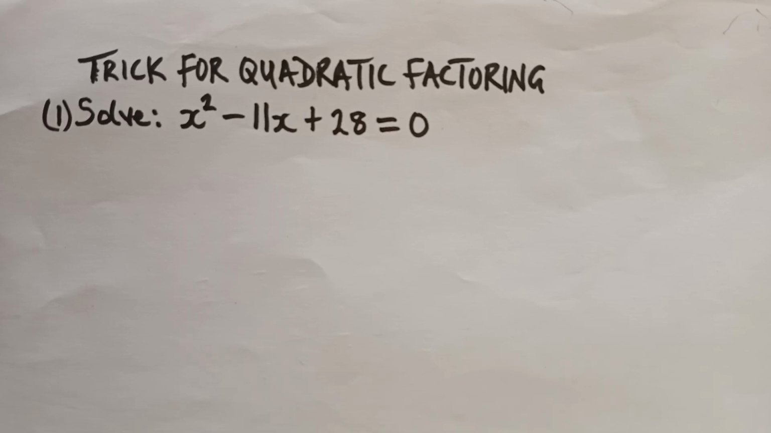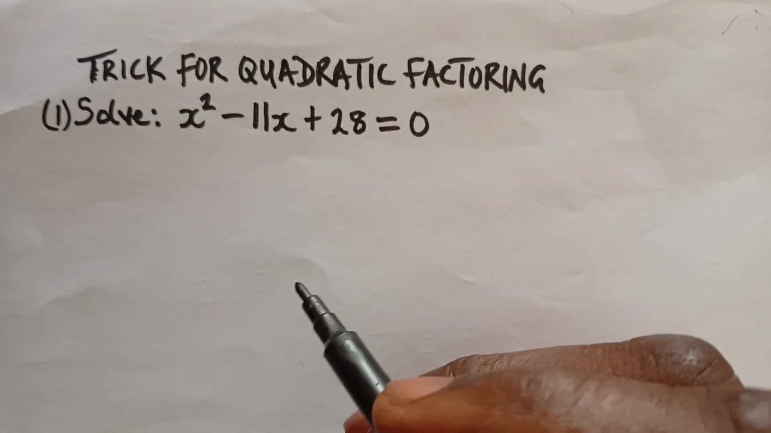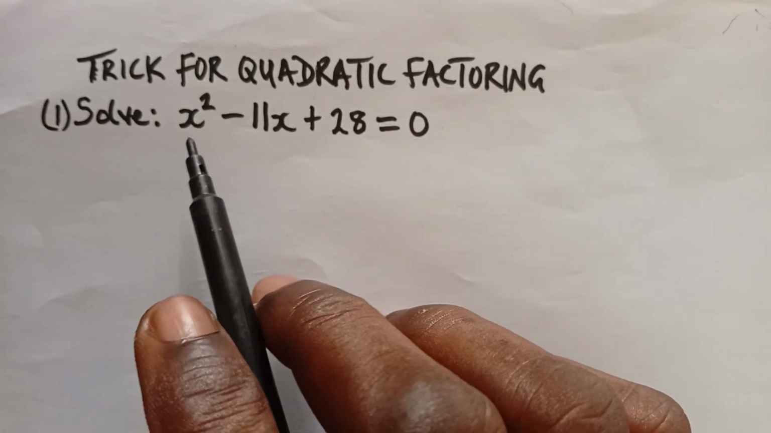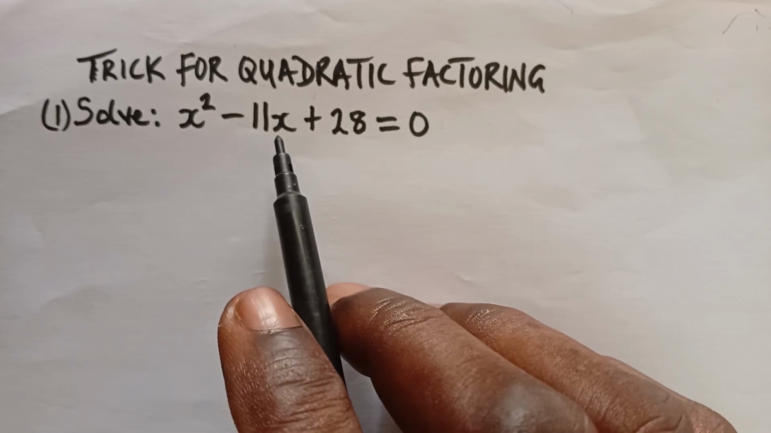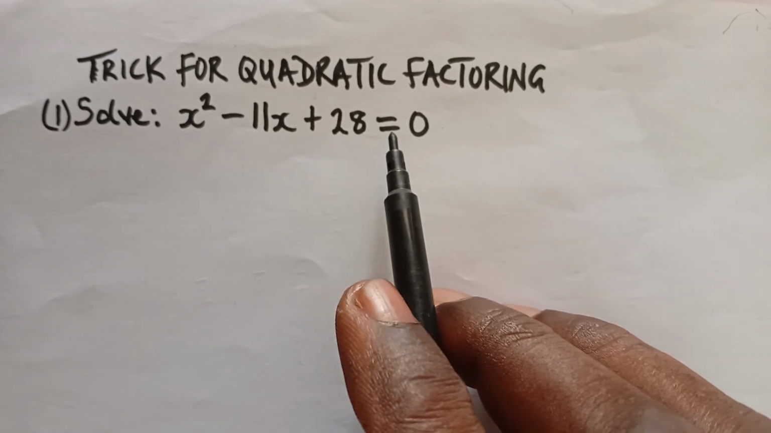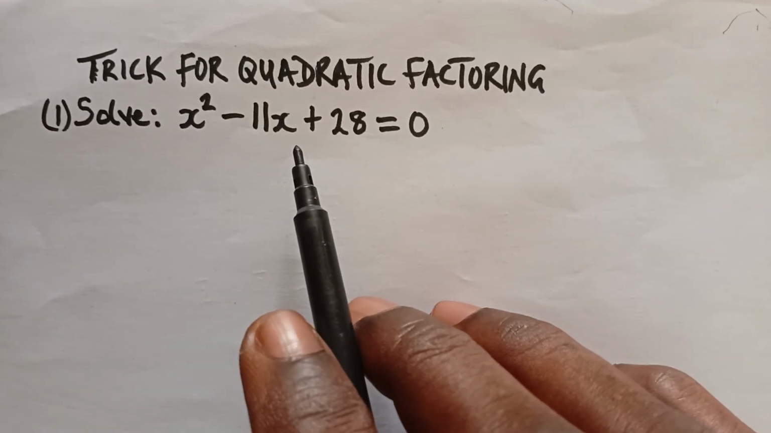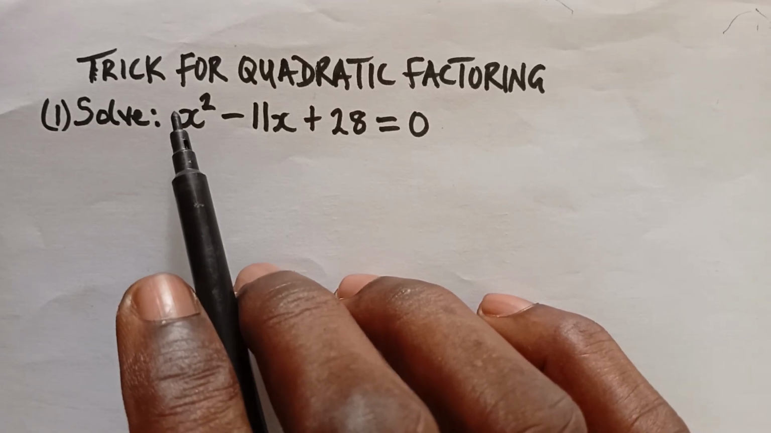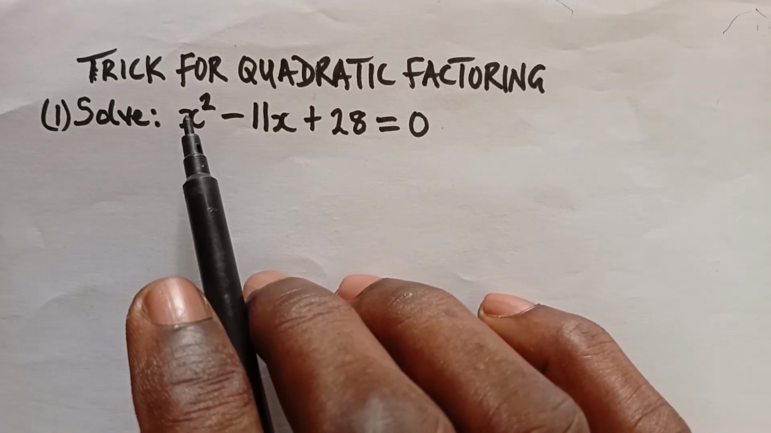Hello, let us look at this simple trick for factoring quadratic equations. The question here says that we should solve x squared minus 11x plus 28 is equal to 0. If you check this question, you see that the coefficient of x squared here is 1. So this is 1x squared.